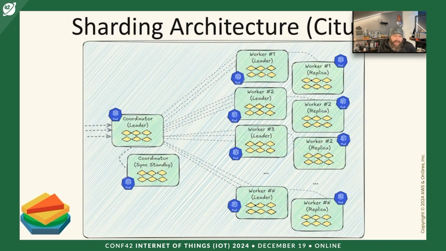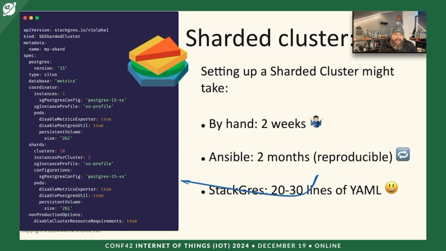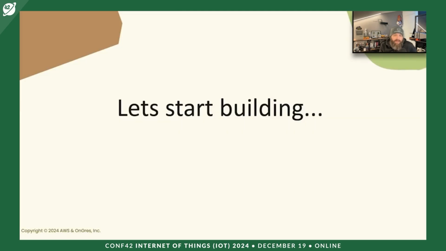To deploy this whole thing, if you do it by hand, it can take 2 weeks. Probably you would like to do it with Ansible, and it will be like 2 months. It's reproducible. However, and sorry for that line, that should be on the StackGres side. With StackGres, you have 20, 30 lines of YAML with the whole configuration, and you can just start deploying your cluster. So let's start building.